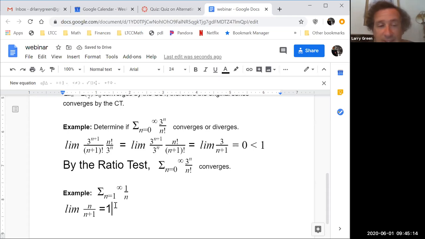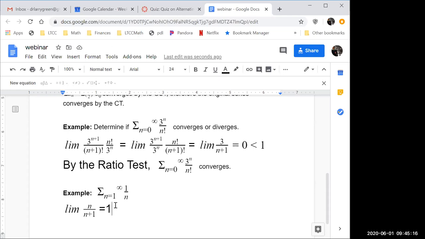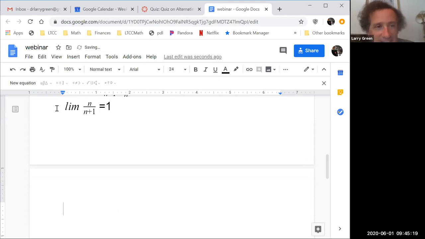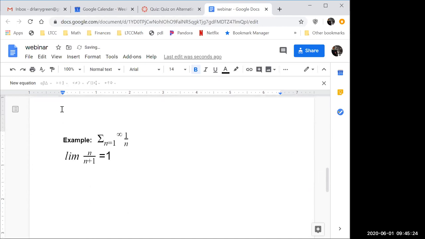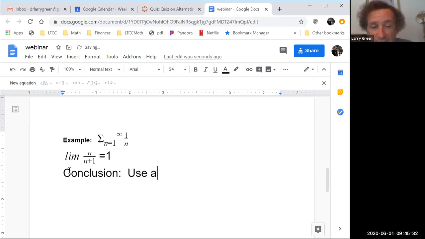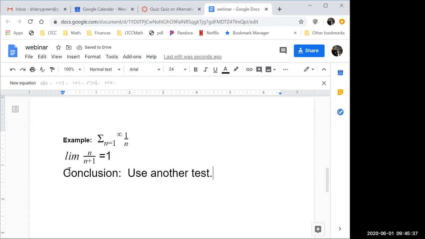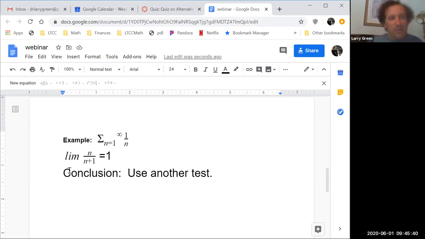What's the conclusion? Failure. Yeah. So the conclusion is use another test. Probably the one that it's named for. And we did that one because we proved it. Okay, but if you want to prove it, we did the proof just in general. You could also use the integral test too. But the ratio test fails miserably.